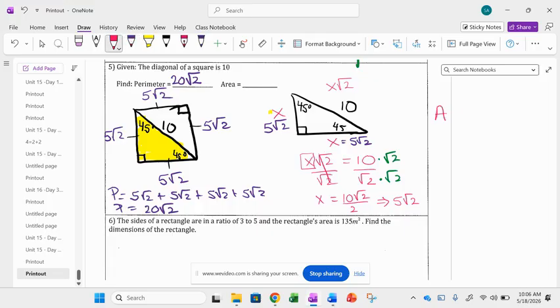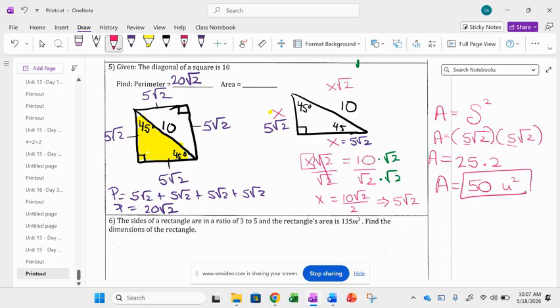Now for the area, isn't the area for a square side length squared? So to find the area, I have to do 5 root 2 times 5 root 2. And if you guys remember when we learned about radicals, you multiply the outside numbers. 5 times 5 is 25. What's the square root of 2 times the square root of 2? Whole number 2. So our area is 50 units squared. So I'm just going to put U for units. 50 units squared.